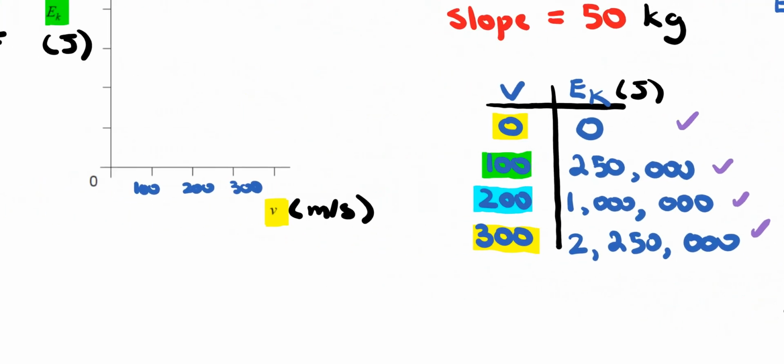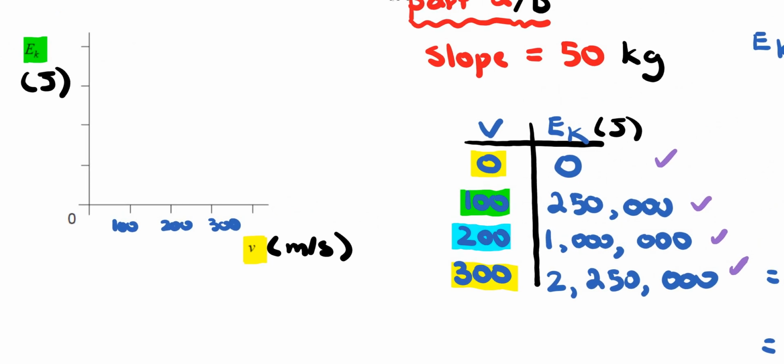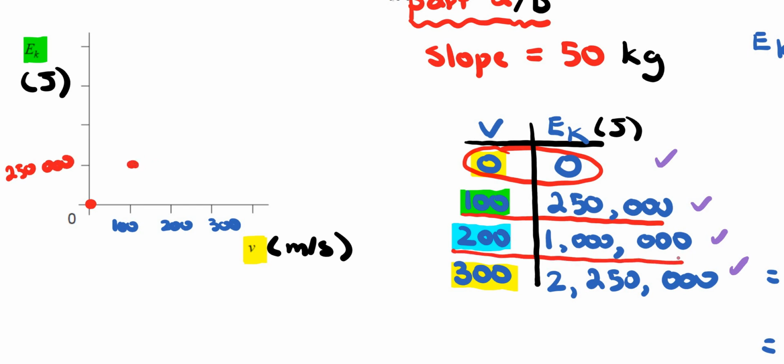So in the very first case, what's probably easy to graph is the coordinates 0, 0, which is right there. And then at 100, we have a kinetic energy of 250,000. So let's label this as 250,000 joules of energy. So we have a dot right there. And then we're at 200, and we're now at 1 million, right? So this will be like 500,000 right here.